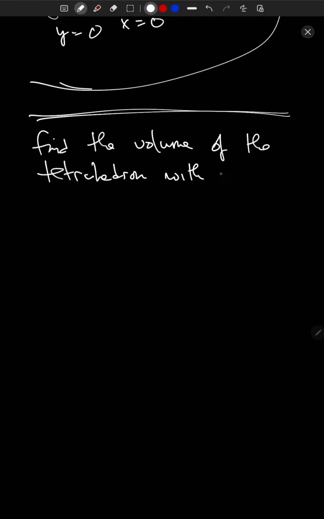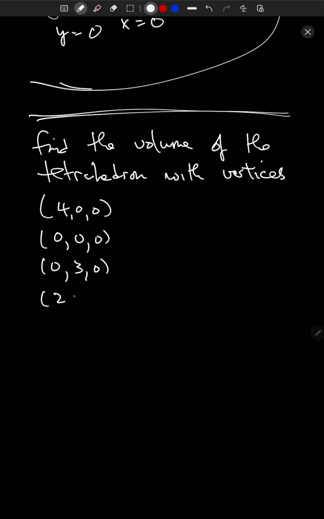With vertices, let's say, (4, 0, 0), (0, 0, 0), (0, 3, 0), and let's say (2, 2, 10). Okay. In terms of a 3D picture, x, y, z, we're at (4, 0, 0), (0, 0, 0), (0, 3, 0), and (2, 2, 10) is maybe somewhere up here, right?